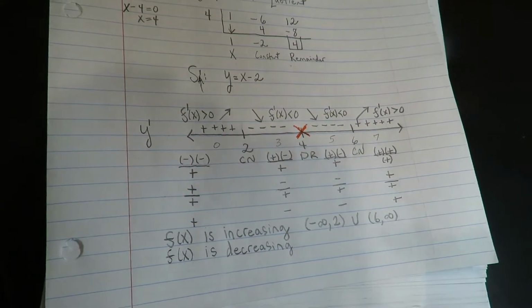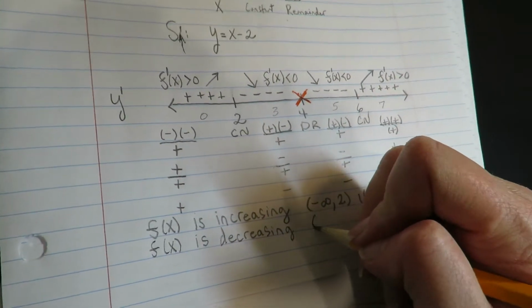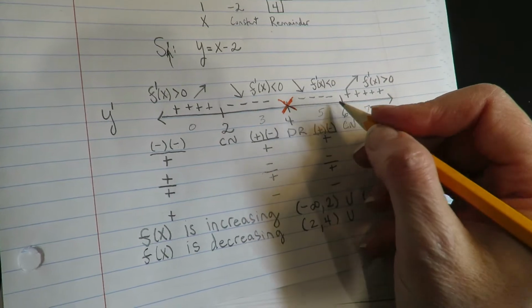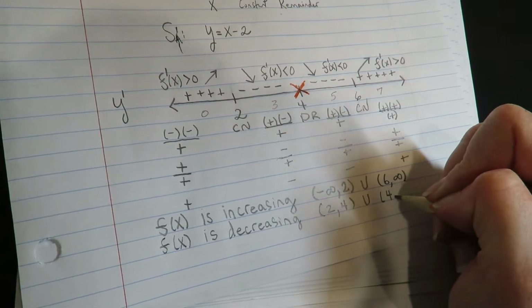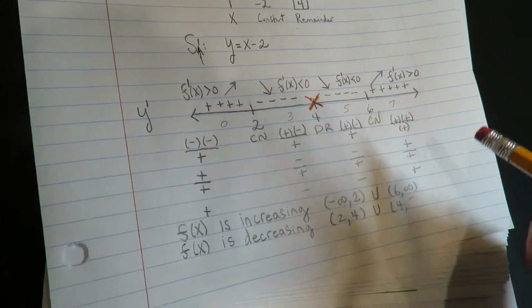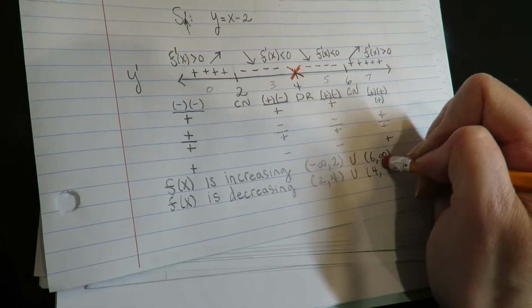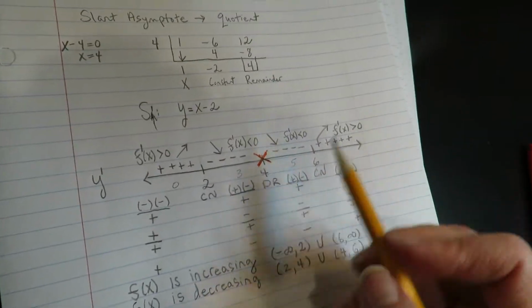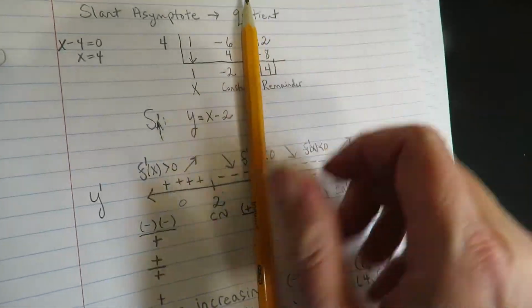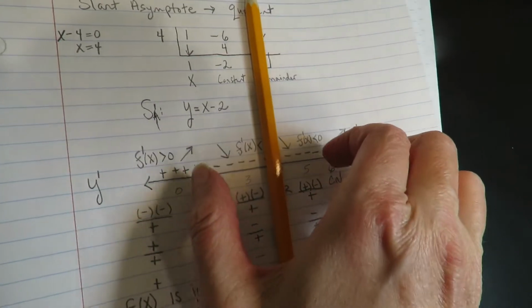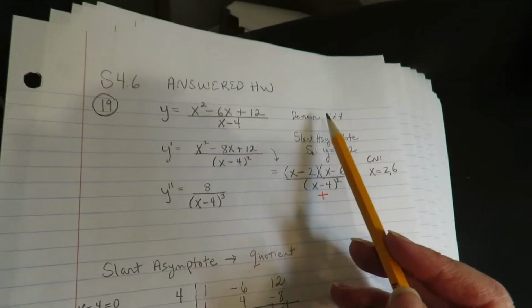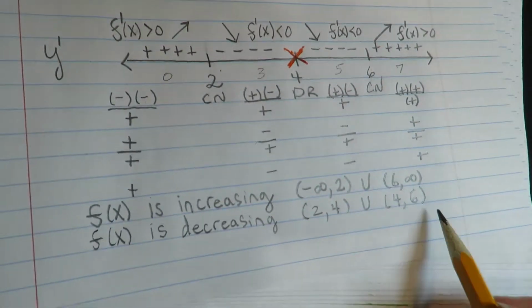Function is decreasing from 2 to 4 and 4 to 5. Sorry, 4 to 6. Again, you don't want to say 2 to 6 because there is no graph right here at 4. It's not everything in between here because it can't use 4. 4 doesn't exist. 4 is a domain restriction, so you have to chop that up.